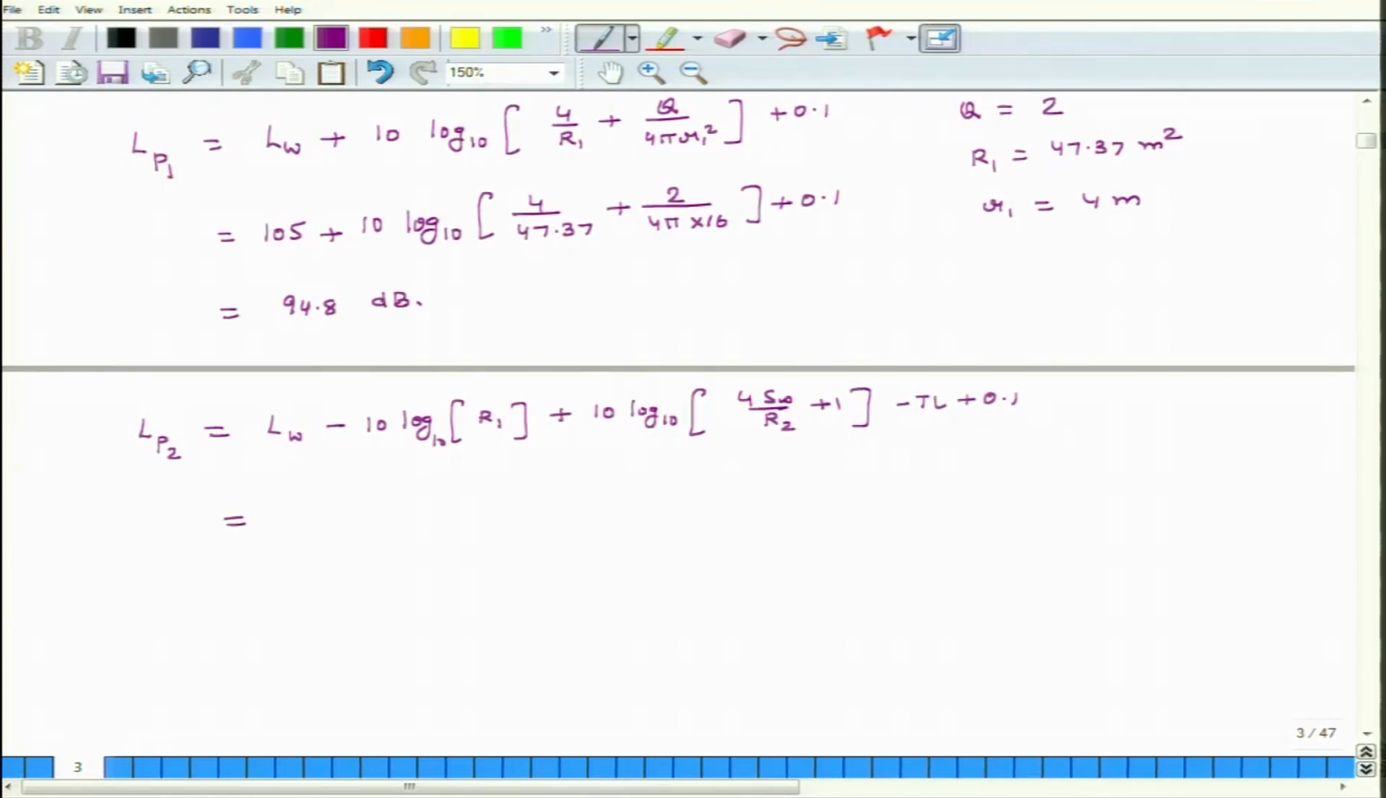So, LW is 105 minus 10 log 10 of R1, and my R1 is 47.37, plus 10 log 10 of 4 SW. So, 4 times SW is how much? 16 square meters divided by the room constant 53.85, plus 1, minus transmission loss 30 plus 0.1, and that works out to be 61.7 decibels.